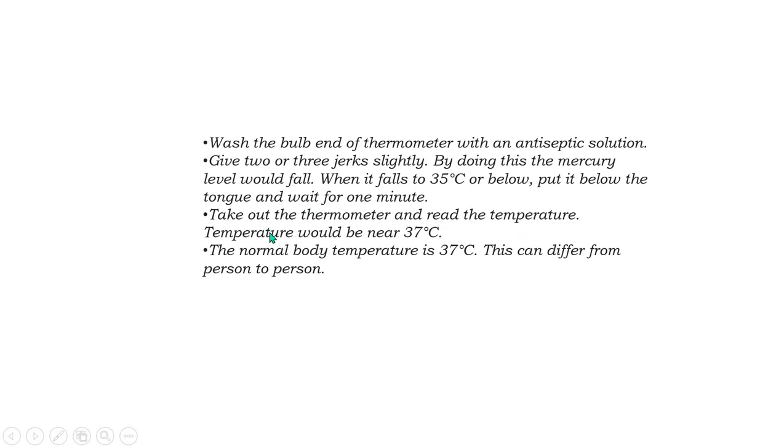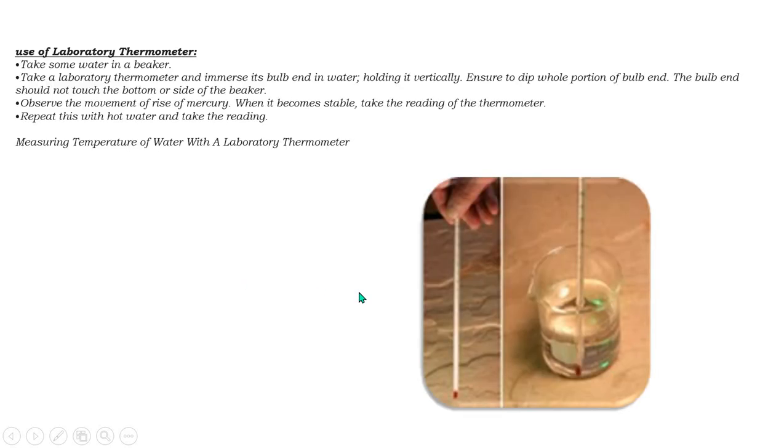Take out the thermometer and read the temperature. If it is near 37 degrees centigrade, that is the normal body temperature of a human being, 37 degrees Celsius, and this can differ from person to person. Let's see the use of the laboratory thermometer.